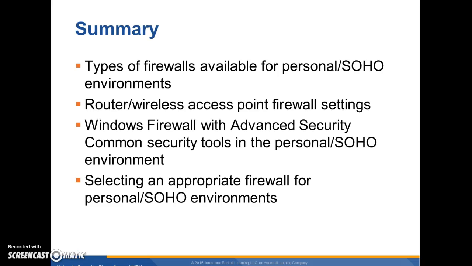In summary, to conclude the chapter, we talked about the types of firewalls available for personal SOHO environments, router wireless access point firewall settings, Windows firewall with advanced security, common security tools in the personal SOHO environment, and selecting an appropriate firewall for personal SOHO environments. This concludes Chapter 10.